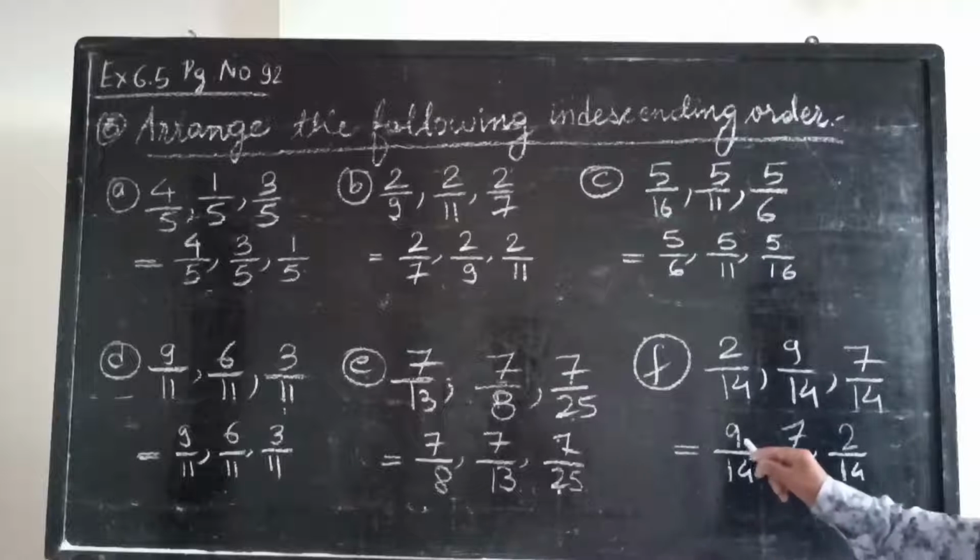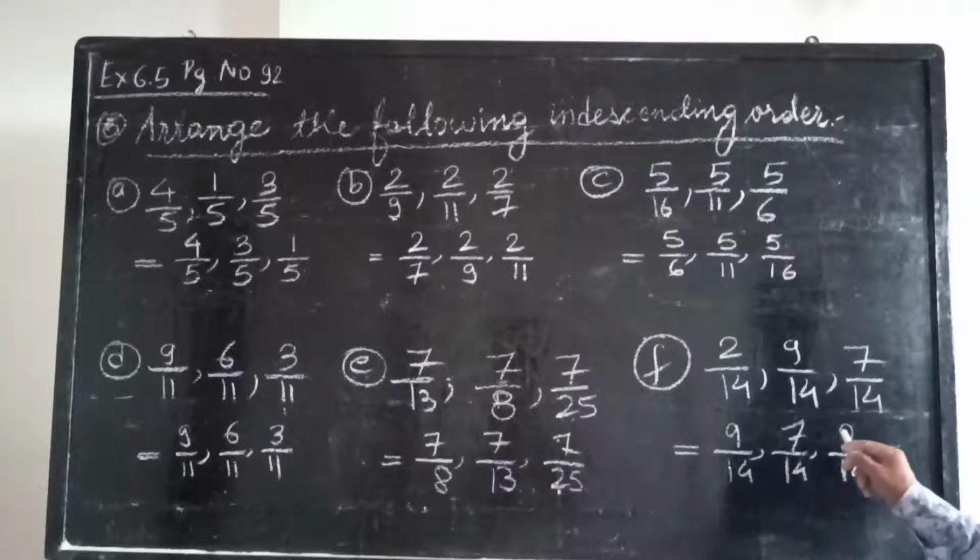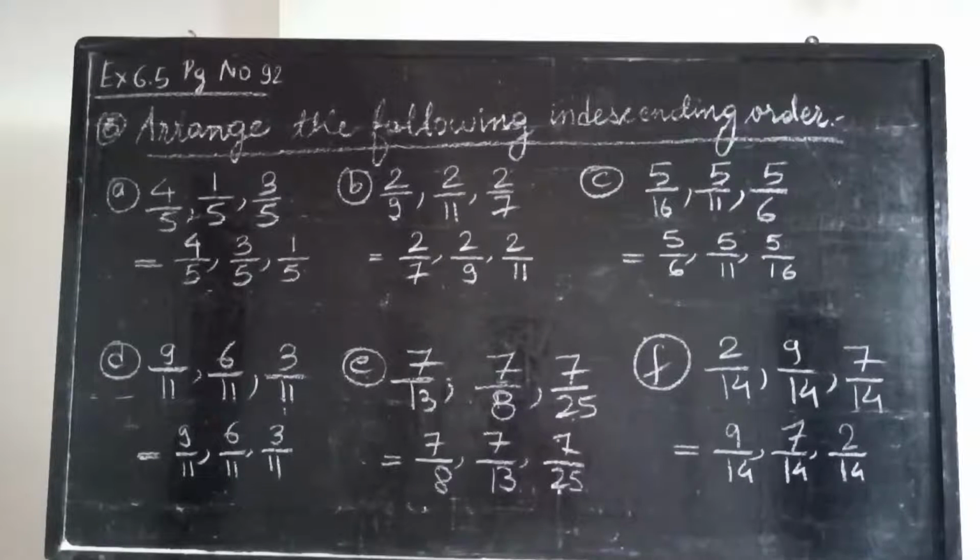So in descending order: 9 upon 14, 7 upon 14 and 2 upon 14. So this way you write the fractions in descending order.